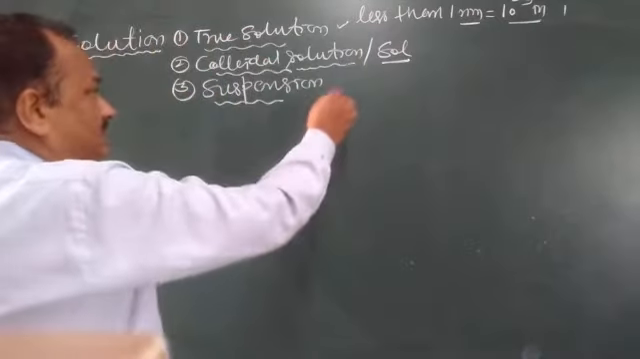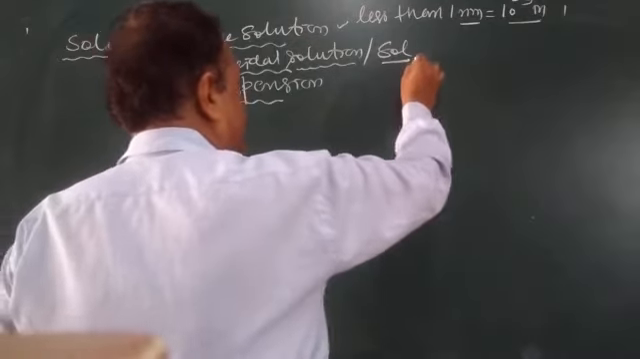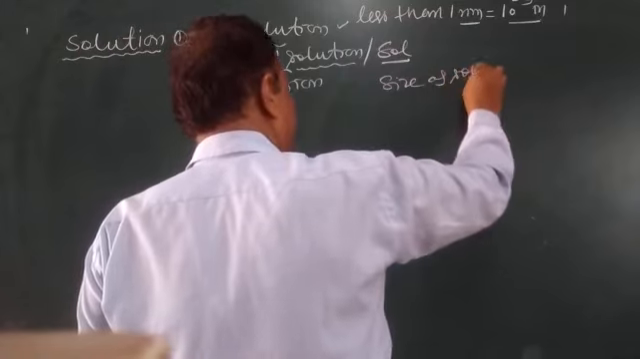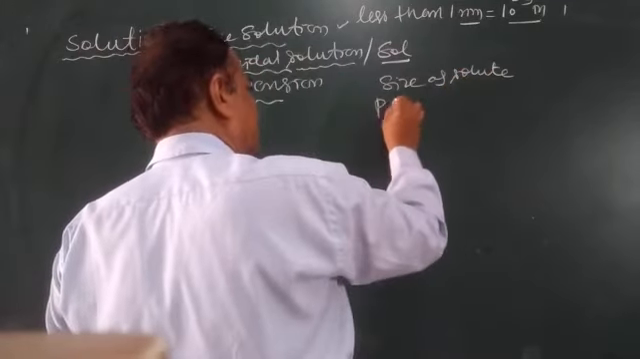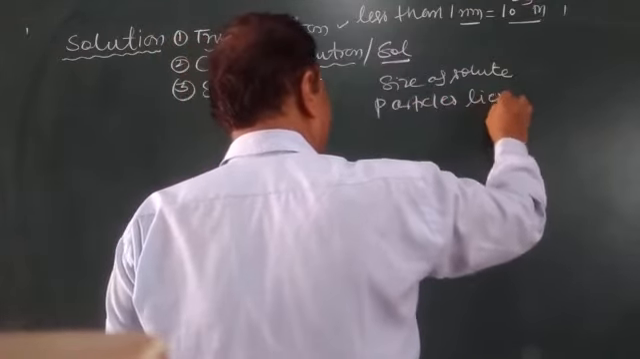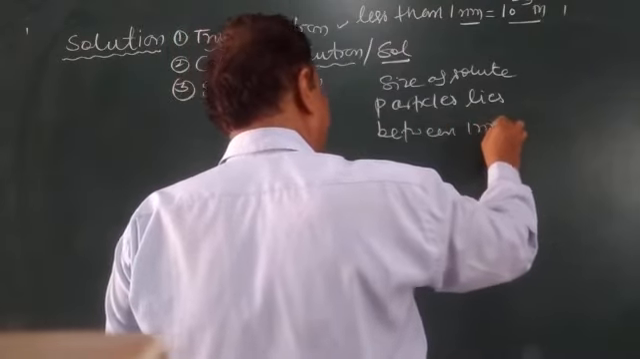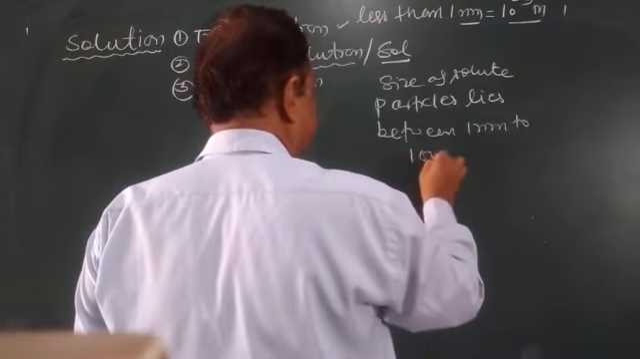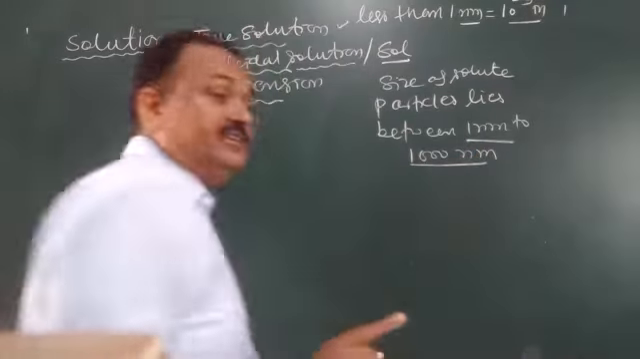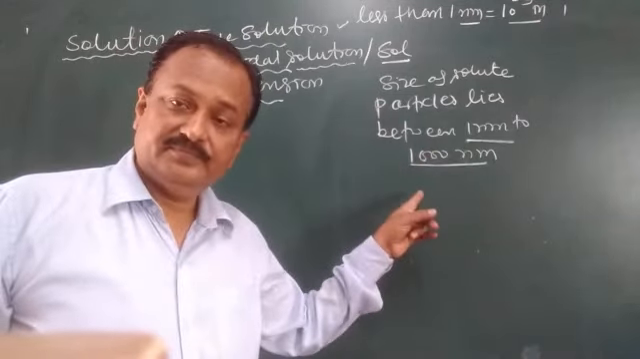Now coming to the next, colloidal solution or sol. In case of colloidal solution or sol, the size of solute particles lies between 1 nm to 1000 nm. So this is a very important part. It is between 1 nm to 1000 nm.